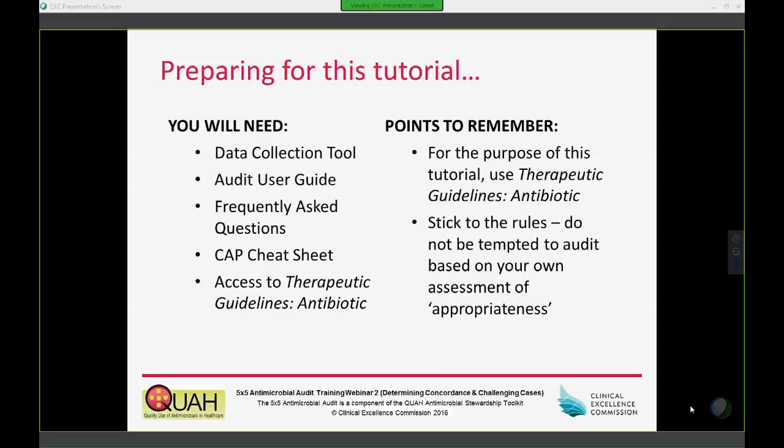And another point to remember is to try to stick to the actual audit rules and don't be tempted to audit based on your own assessment of what's appropriate and what's not.